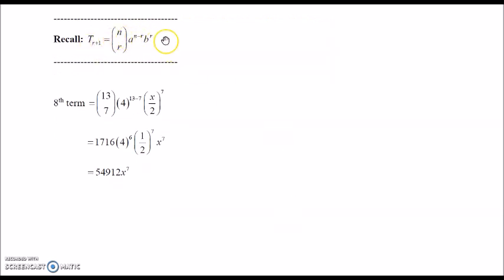So this is how a general term formula looks like. So our 8th term will be 13 choose 7. Okay, your a is 4 to the power of n minus r times b to the power of r. Okay, so this part you may evaluate using your calculator and we'll simplify a little. So for this half x, we can actually separate the constant from the variable. So we can see it as half times x, so which is why it's half to the power of 7 times x to the power of 7. So by simplifying this part of the constant, we will have 54912 x to the power of 7.